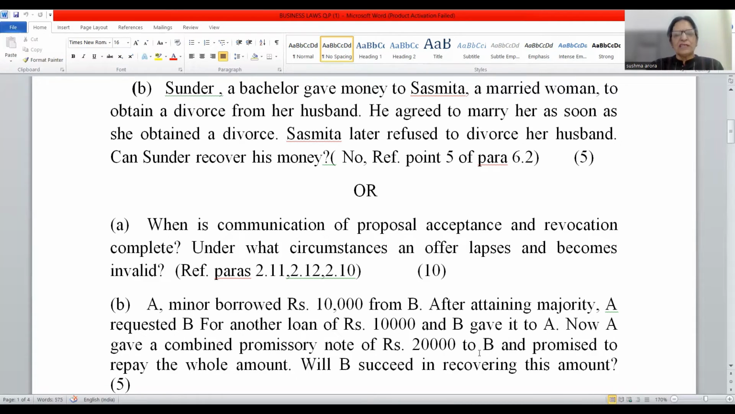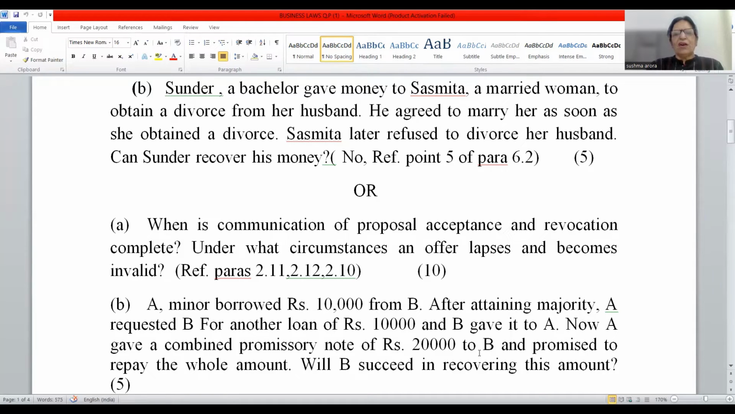Under what circumstances does an offer lapse and become invalid? How does an offer come to an end? Which are the various cases when the offer is revoked? There are about 7 to 8 cases when the offer lapses or becomes invalid or is said to be revoked.